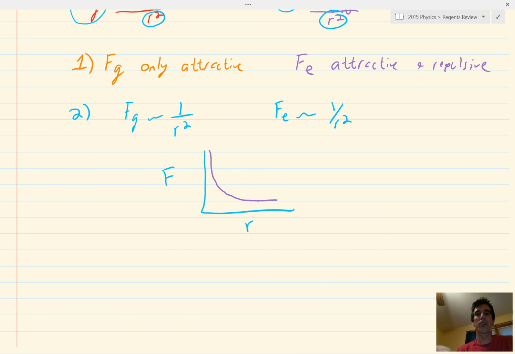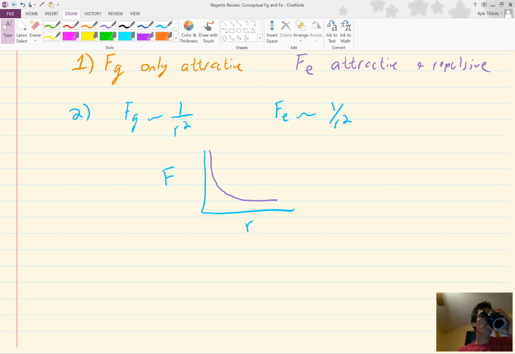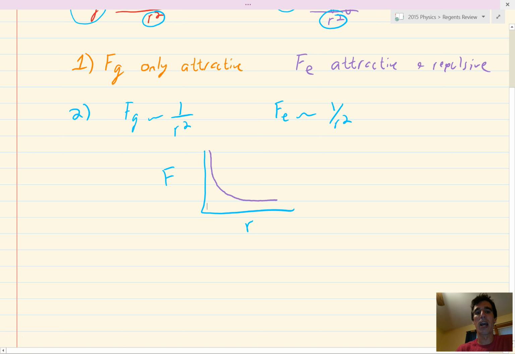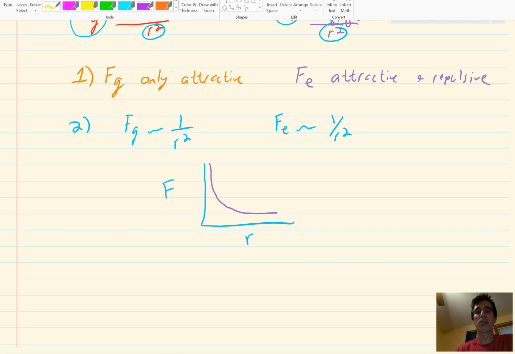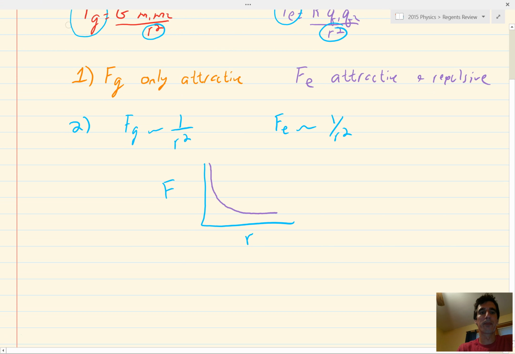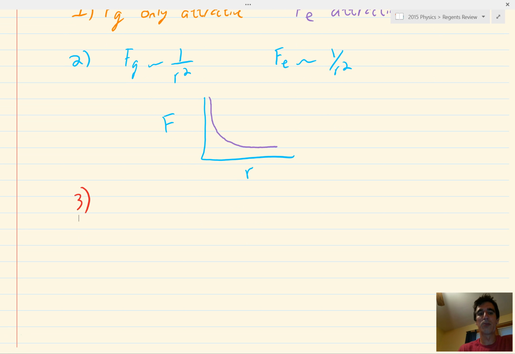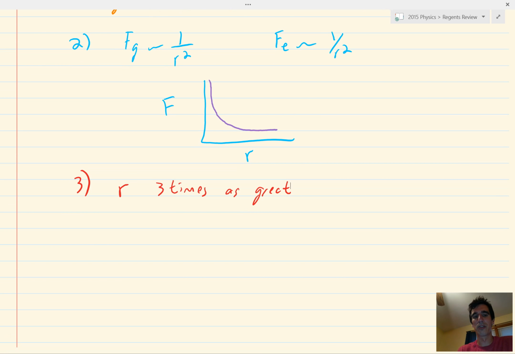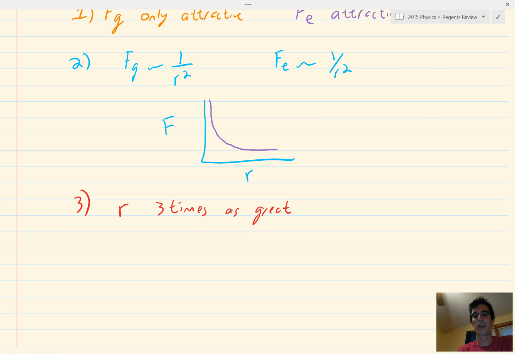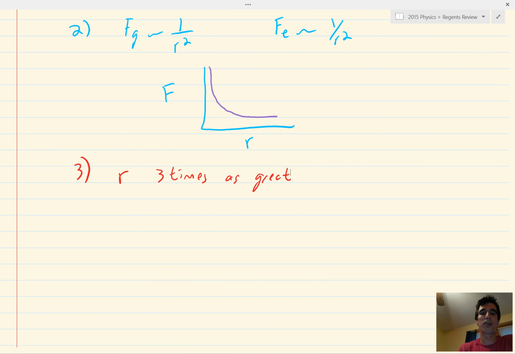Now, let's look at another scenario. We're often asked to find the relationship between what happens to the force as the distance increases or decreases. So number three, let's say the distance between the objects is tripled. So r now becomes 3 times as great. We should know in our heads that the farther away you are, like we just said, the weaker the force gets. So how much weaker exactly is what we'll look at.